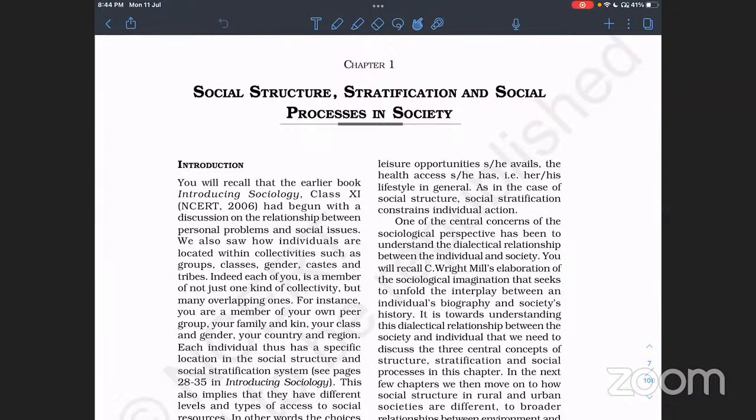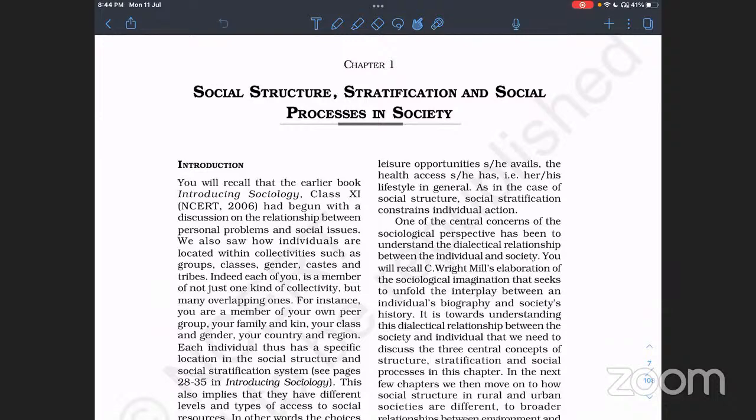Just like that, social processes are nothing but how different social institutions are interacting with each other. It can be how two different castes are interacting with each other. It can be how two different religions are interacting with each other. It can also be how two different families are interacting with each other. Everything will fall under the domain of social processes.